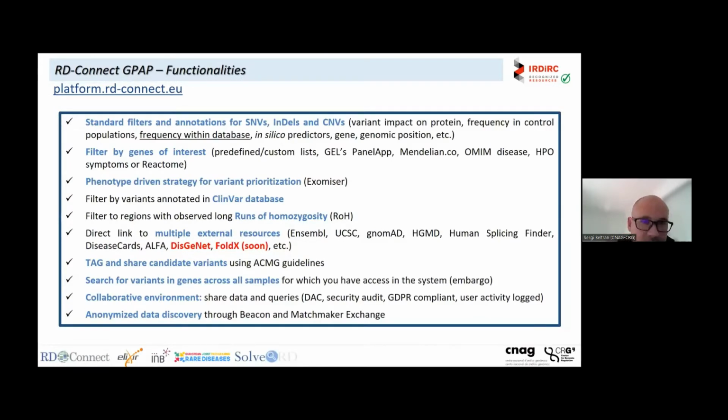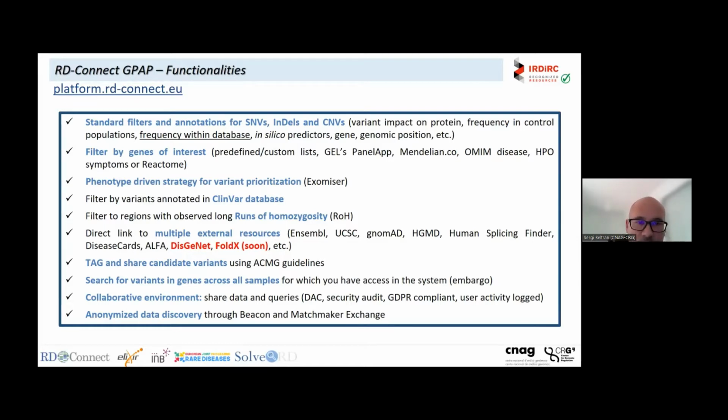In summary, there are quite a lot of functionalities in the system. We have the standard filters, annotations for SNVs, indels, and CNVs. These evaluate the impact of the variants on the proteins, the frequencies in control populations within the database, in silico predictors, position in the gene, and genomic position, and so on. So these are basically annotations that allow us to establish some functionality on the genes.